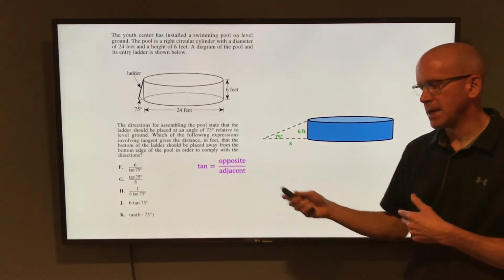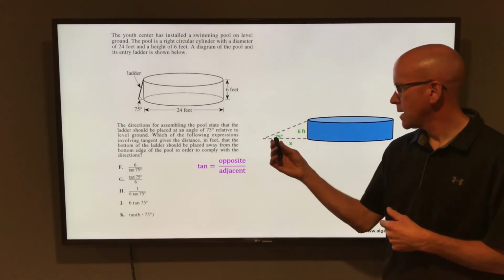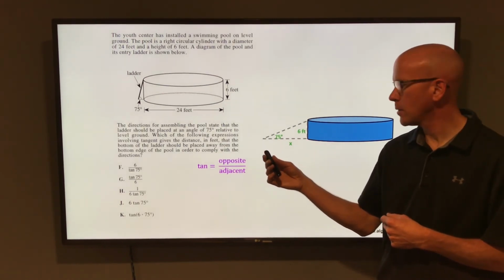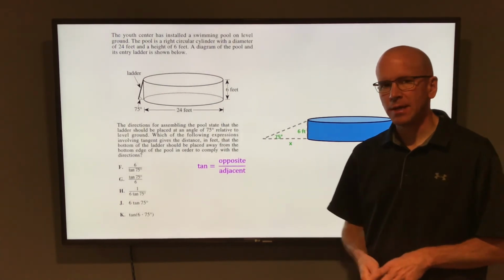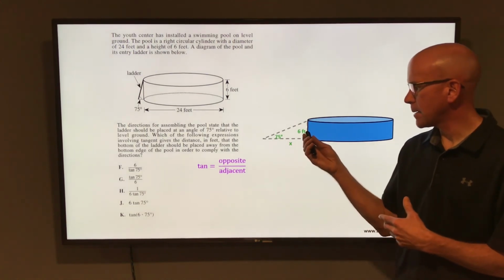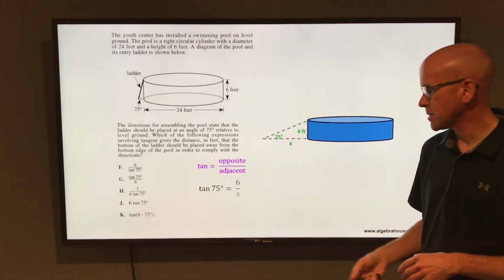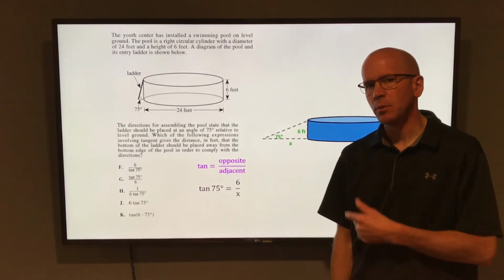Using tangent. Tangent is opposite over adjacent. In relation to that 75 degree angle, that 6 feet is opposite that 75 degree angle, and X is adjacent to that 75 degree angle. So side opposite here is 6, the side that's adjacent is X. So you can say the tangent of 75 is equal to 6 over X, but we need to solve that equation for X.